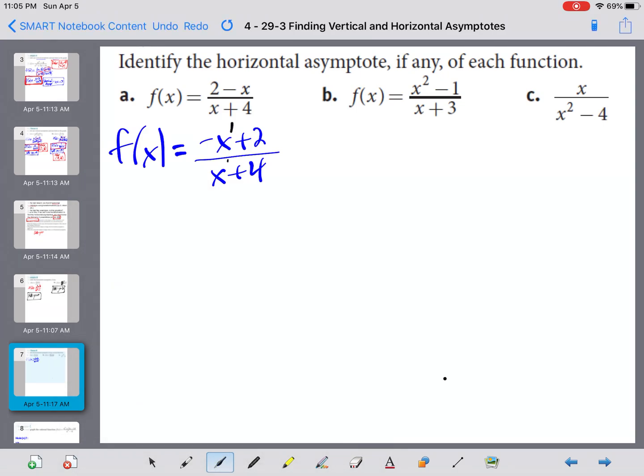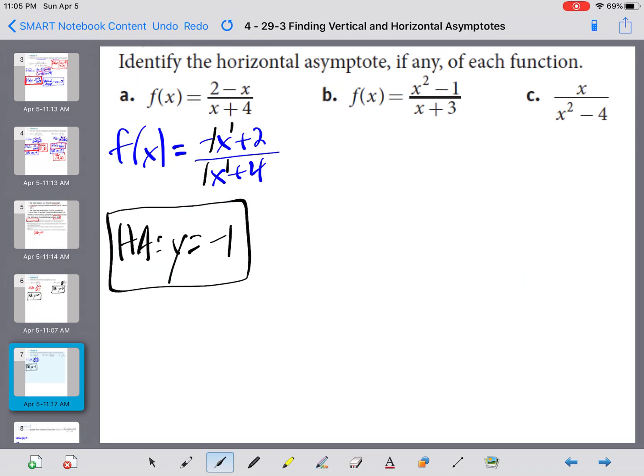Here's what we got. X to the first up top, x to the first down low. Same degree top and bottom. So the horizontal asymptote is the ratio of the leading coefficients. All right, so these leading coefficients, this is a -1 up top. This is a +1 down low. So -1 divided by +1 is -1. There's your horizontal asymptote. Done.